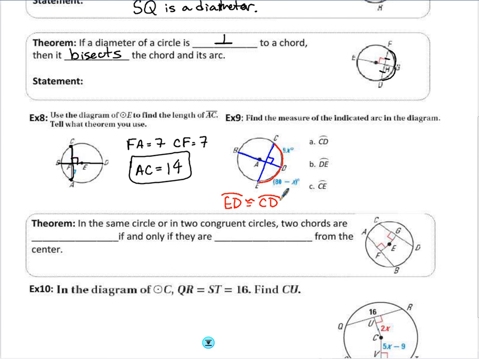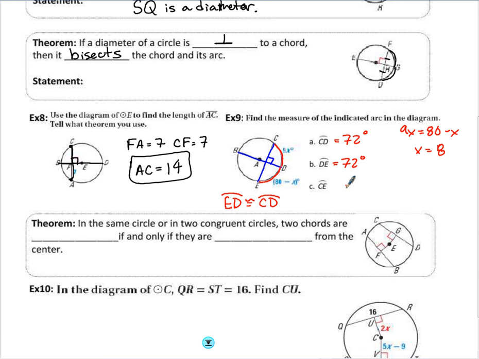When I do that, I get x is equal to 8, and therefore the arc CD would be 9 times 8, which is 72 degrees. DE would also be 72 because it's bisected, and therefore CE, the combination of the two, would be their sum, 144 degrees.